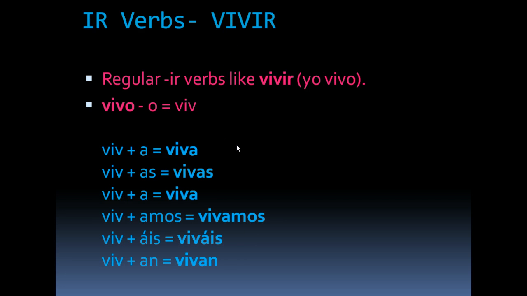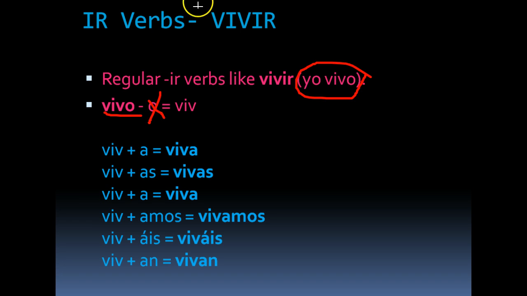Let's look at vivir. A regular IR verb. We're going to do the same thing. We conjugate in yo. We're going to drop that o. We're going to use our base and add the opposite ending. Viva, vivas, viva, vivamos, viváis, vivan.